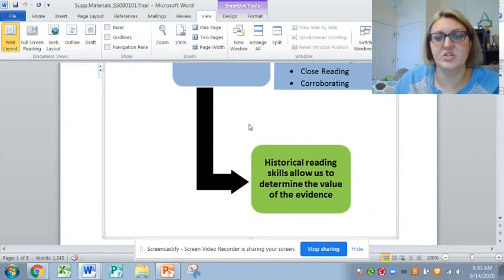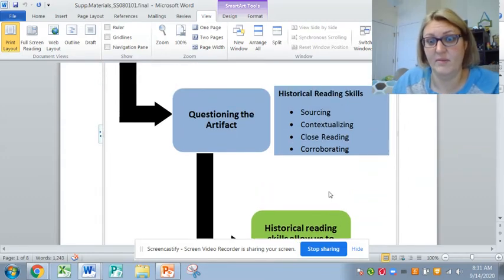And then we take this questioning, and historical reading skills allow us to determine the value of the evidence, meaning is it worth something?